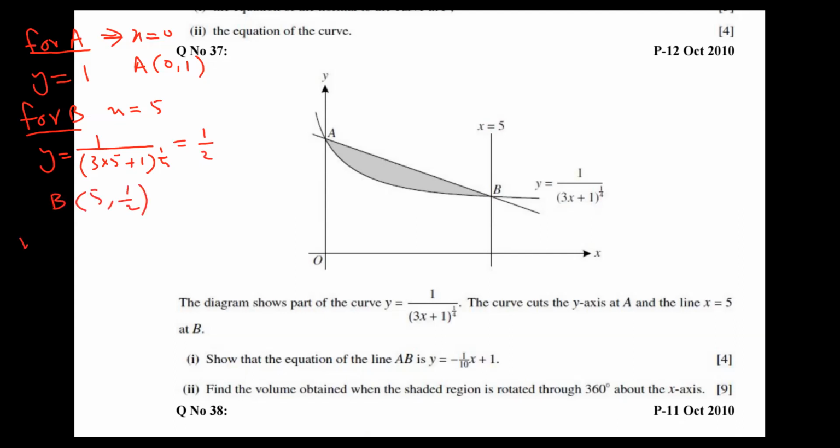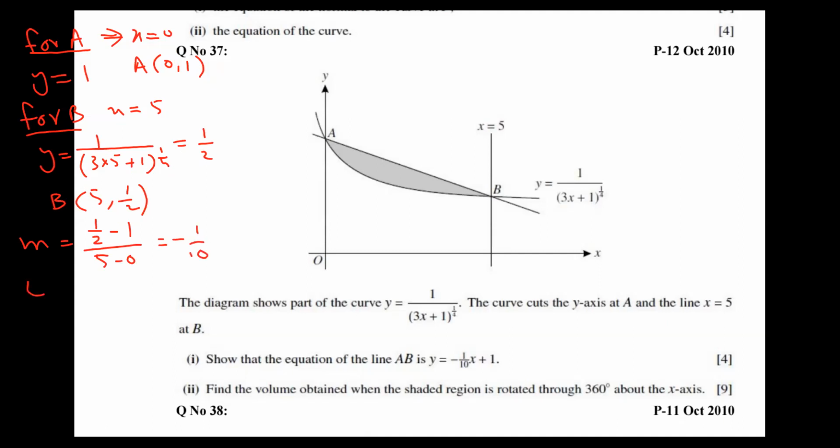So how to find gradient now? y2 minus y1, sorry, y2 minus y1 over x2 minus x1. So simply find it like this. Half minus 1 over 5 minus 0. So if you type in calculator or do it yourself, it becomes negative 1 over 10.